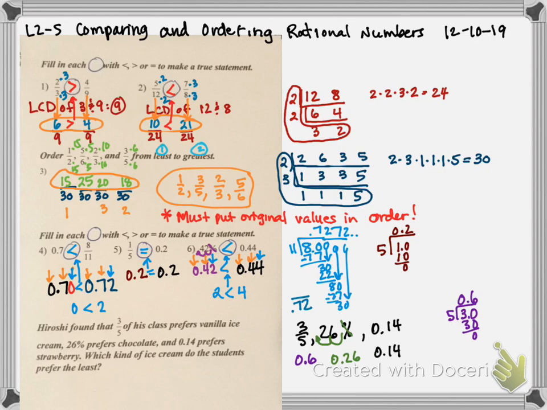So what I notice is that all of my numbers, except for the first one, have 2 digits after the decimal point. So we're going to annex a 0 there.